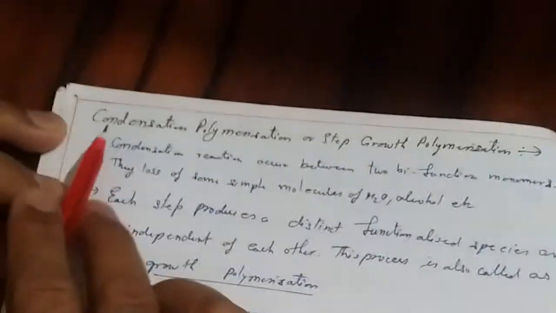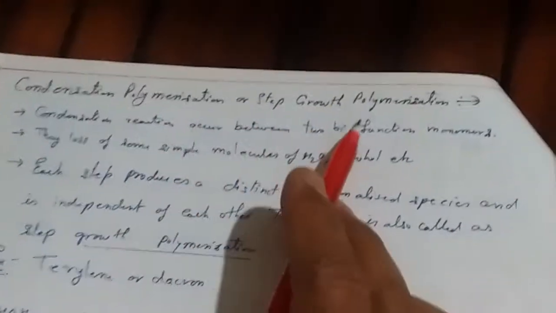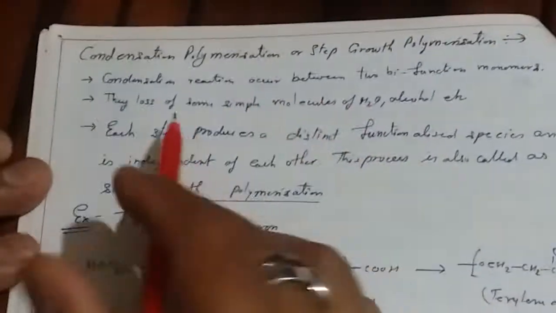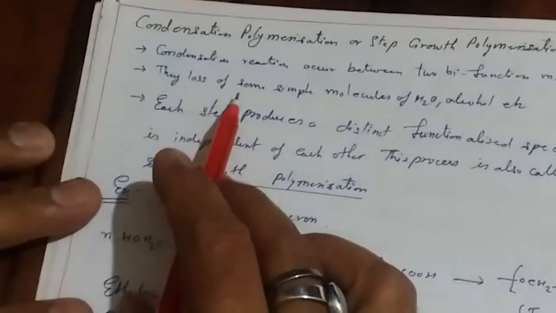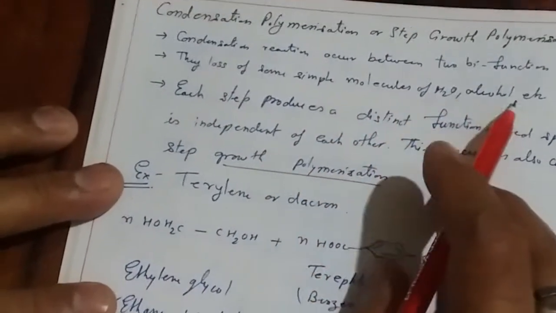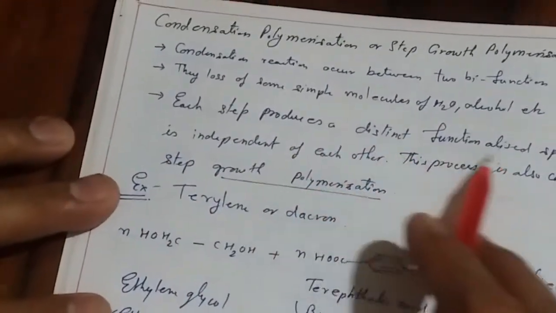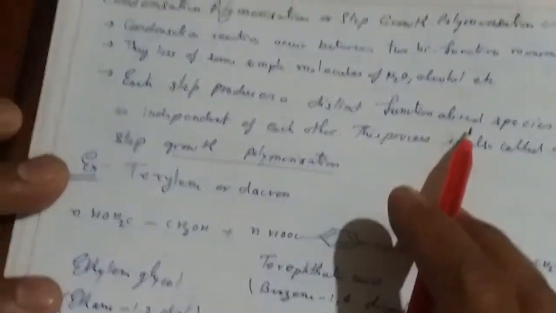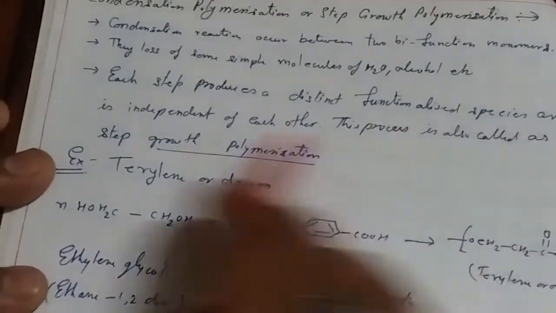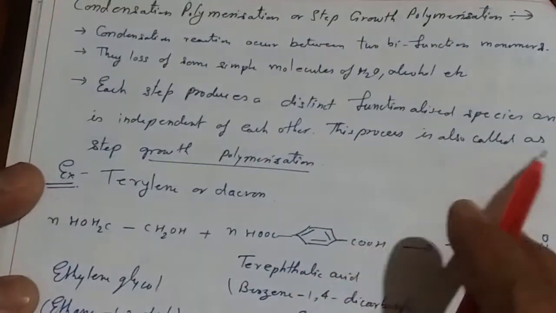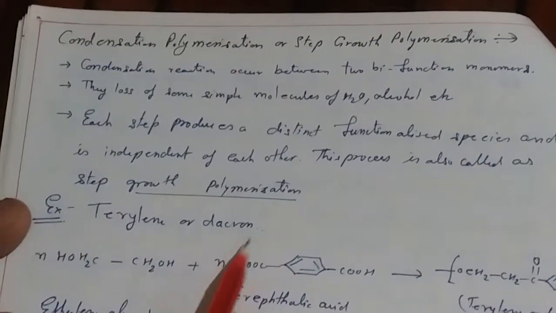Second is condensation polymerization or step growth polymerization. A condensation reaction occurs between two bifunctional monomers, with the loss of some simple molecule like H2O, alcohol, etc. Each step produces a distinct functionalized species and is independent of the others. This process is also called step growth polymerization.